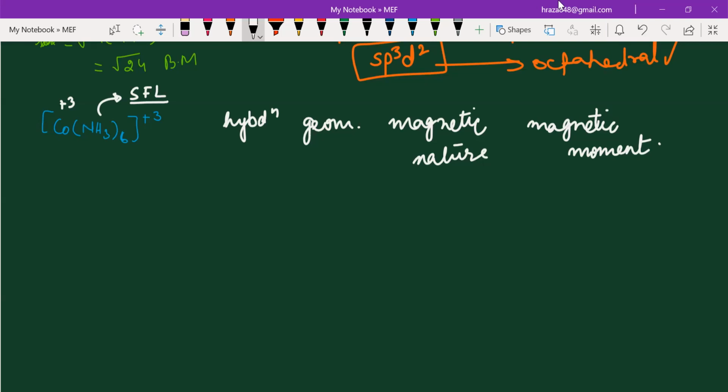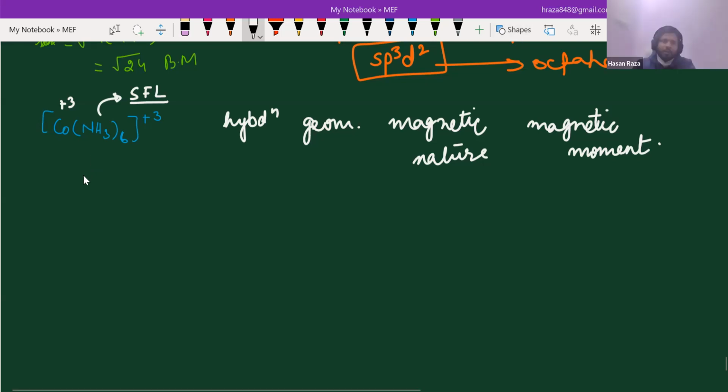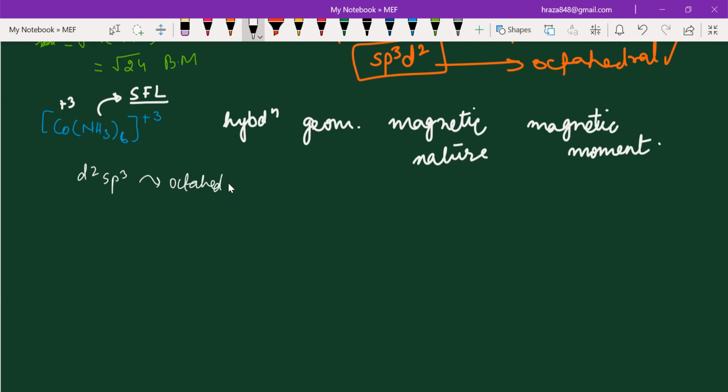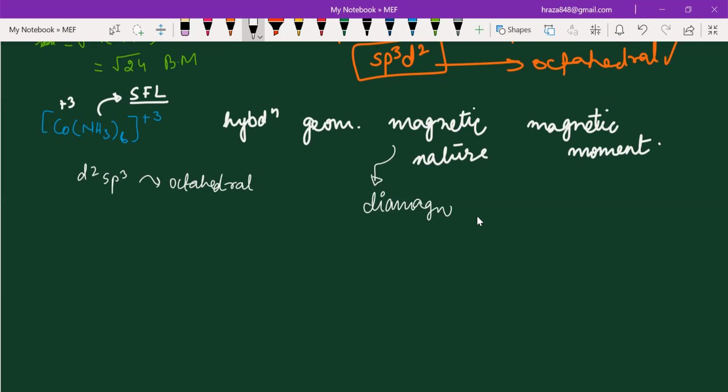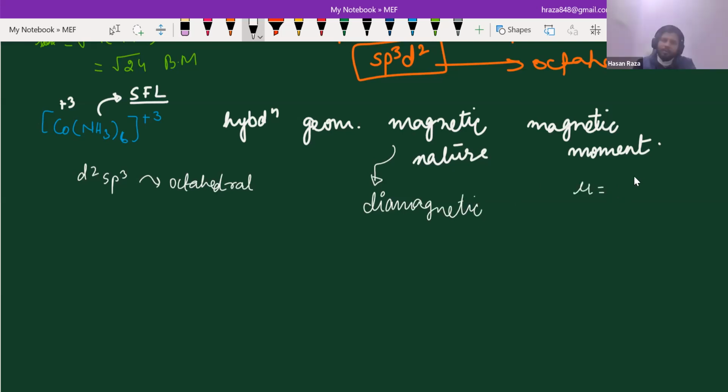So the hybridization is d2sp3. That's good. Then the geometry will be octahedral, right? Yes, sir. Can you tell me about the magnetic nature, whether it is paramagnetic or diamagnetic? It is diamagnetic because all are paired. Very good. What about the magnetic moment? Mu will be 0. So this is the concept for your VBT.